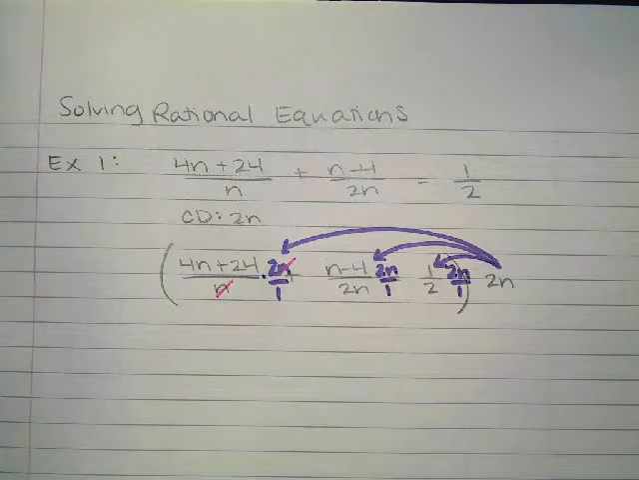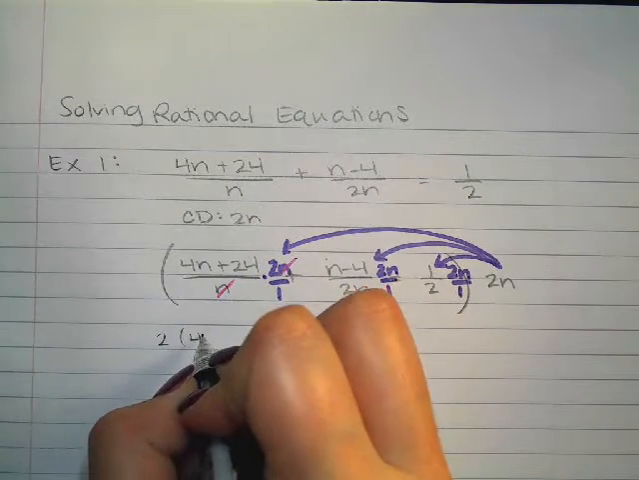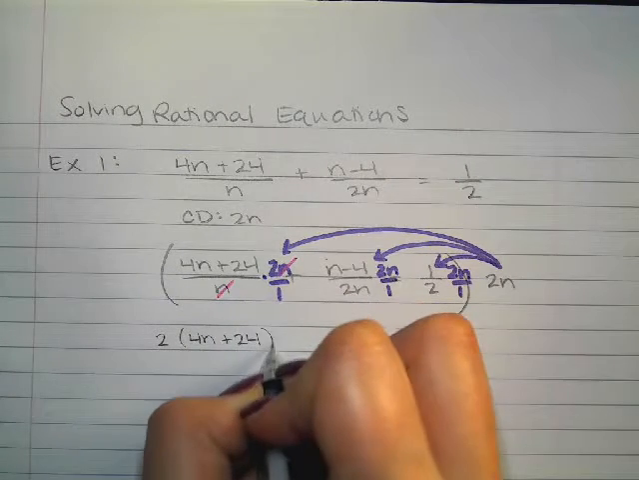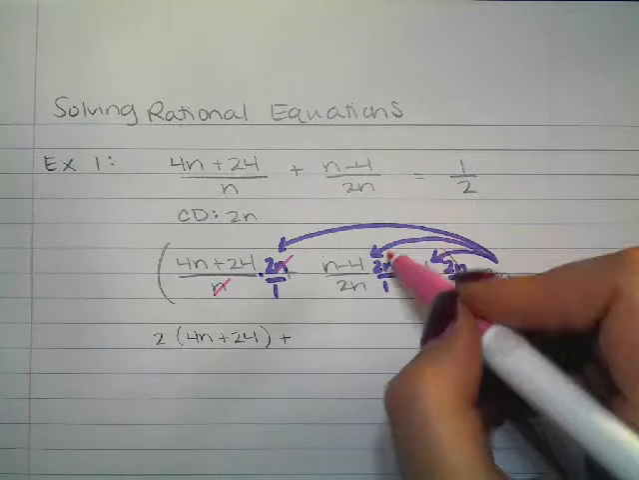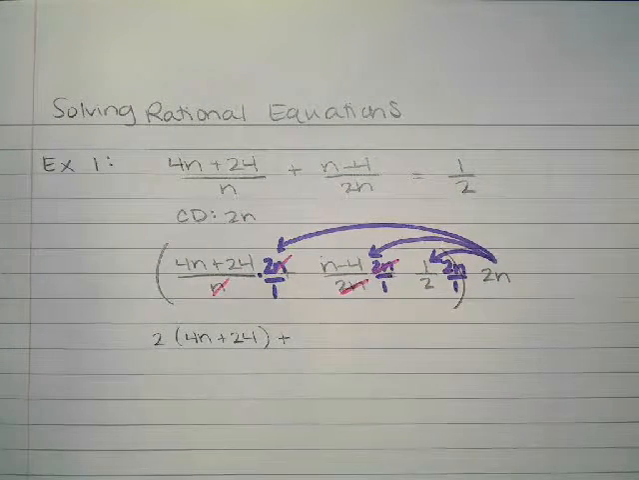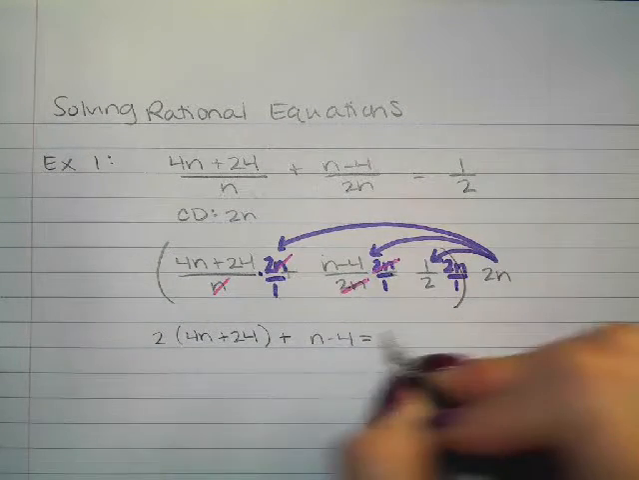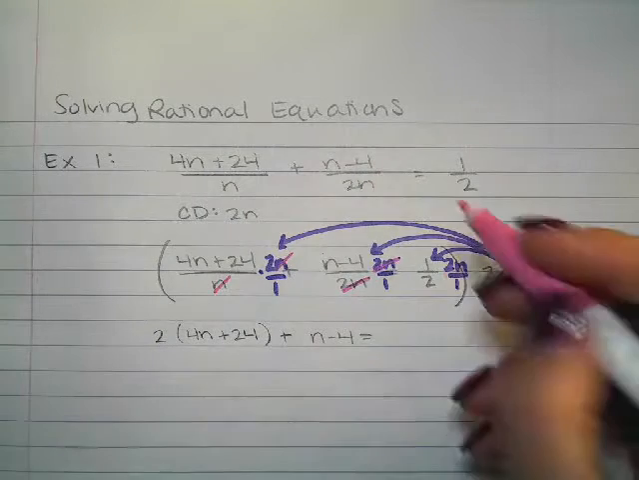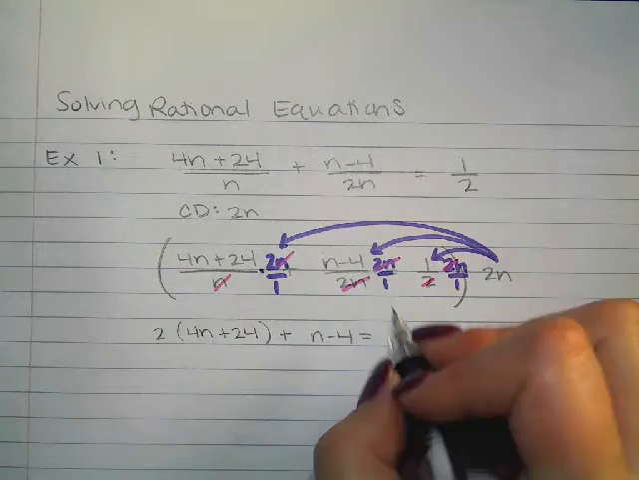What does this remind you of? Complex fractions, right? It should remind you of complex fractions. And then for this one, the 2n and the 2n cancel, and that leaves us with just n minus 4. And for this one, the 2 and the 2 cancel, and it just leaves you with n.